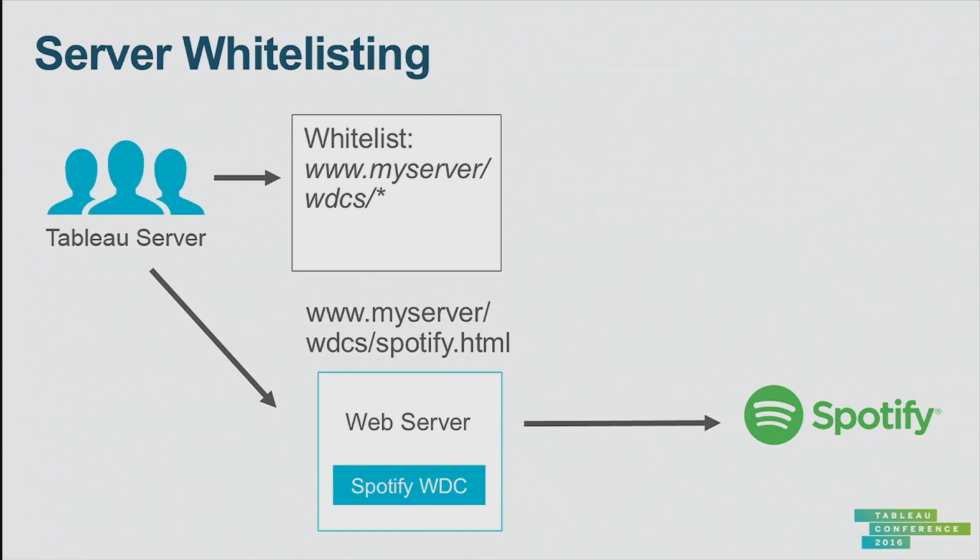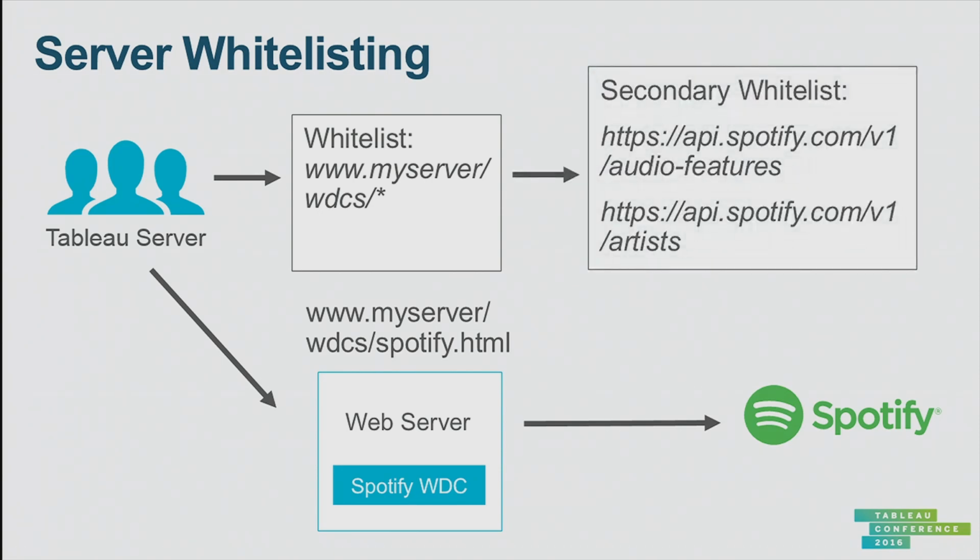But this isn't the full picture, because what would happen if you say, I trusted this WDC on this domain, and then the author of that WDC went and changed their code to do something malicious? So in order to protect against that instance, we have a secondary whitelist. And the purpose of the secondary whitelist is to say, these are the domains that this specific connector is allowed to talk to. So for every instance in the primary whitelist, for every connector listed there, there's a secondary whitelist that says this connector is allowed to talk to these domains.